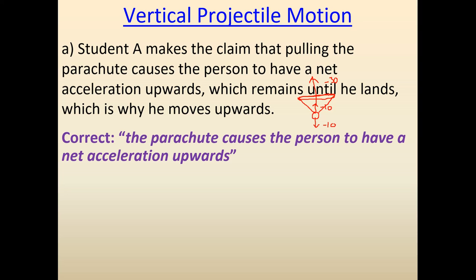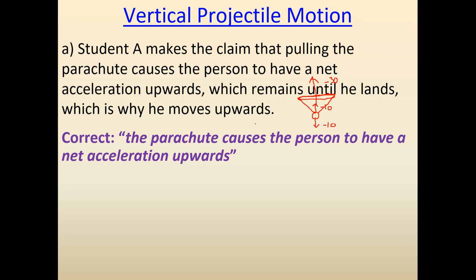Now we also know this because the whole point of a parachute is to slow someone down. And as we mentioned before, the main thing about acceleration and velocity is that if you're slowing down, those two things are in opposite directions. You're falling down, therefore, if you're slowing as you fall down, that means that your acceleration has to be upwards. So this is the correct statement that he makes.